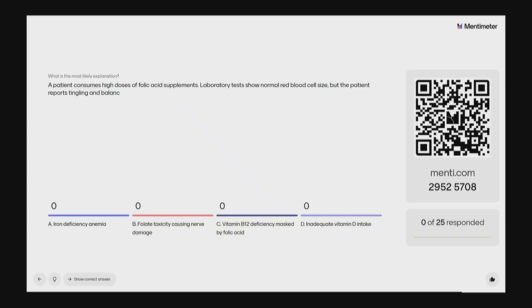A patient consumes high doses of folic acid supplements, and then we have tests. When tests were done, they show normal red blood cell size, but the patient reports tingling and balance issues. Sorry, I had to cut the question. So what is the most likely explanation? What is going on here?